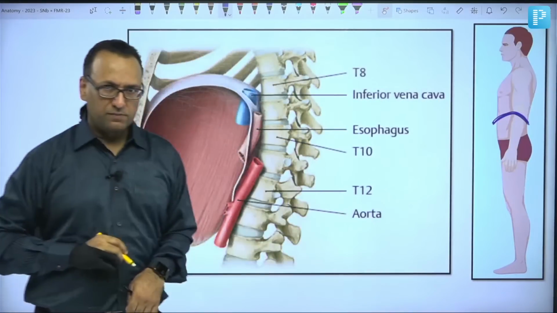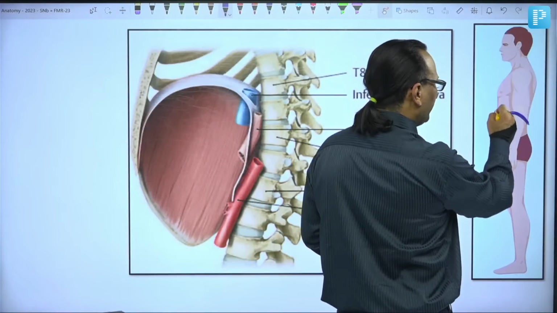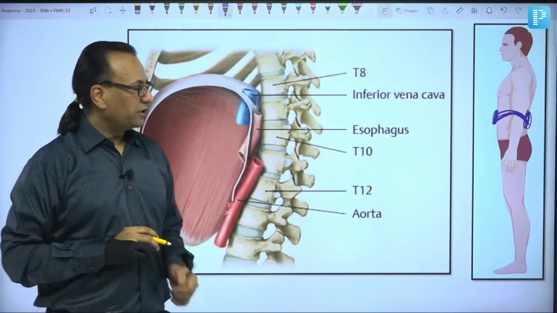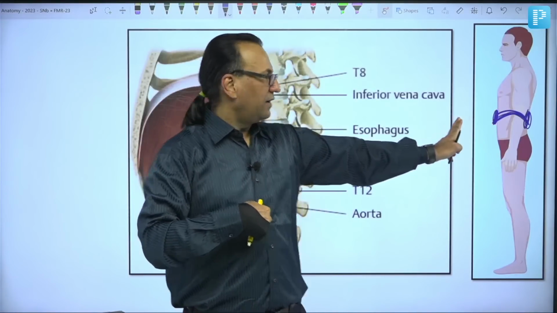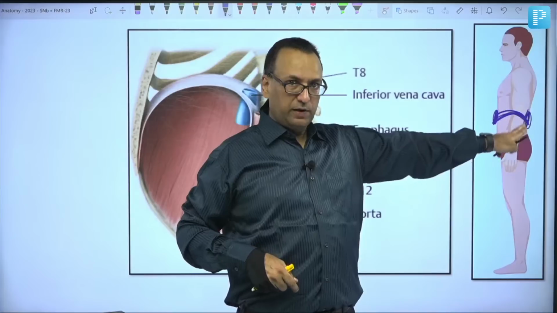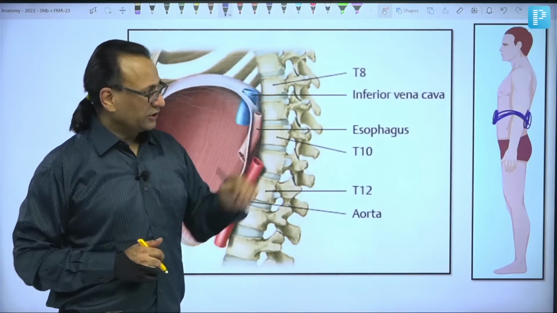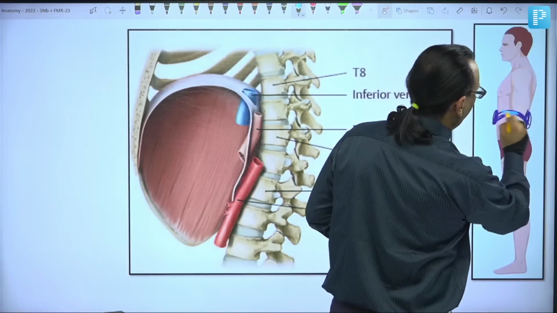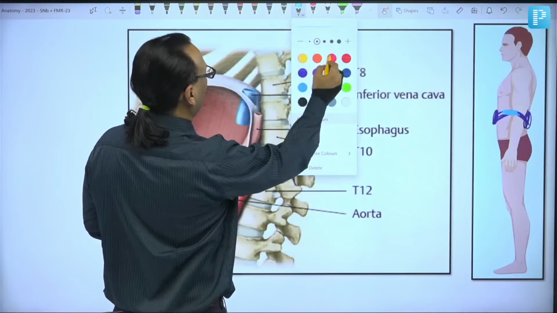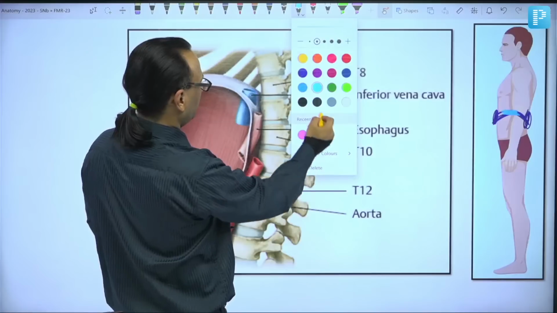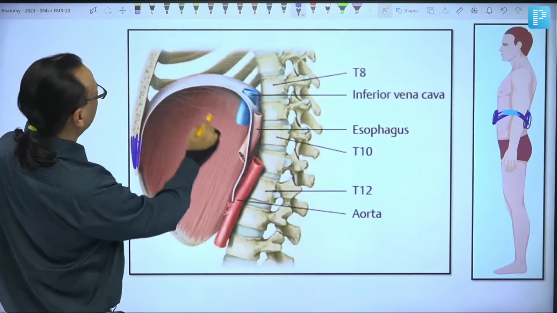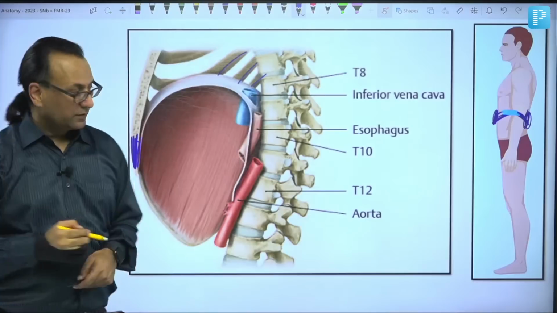Diaphragm is a skeletal muscle, and it takes origin from sternum bone, ribs, and vertebra. So, diaphragm is a skeletal muscle taking origin from xiphisternum and lower 6 ribs and lumbar vertebra. And what is the insertion? Insertion is into central tendon. I'll show it here. The origin is xiphisternum and the lower 6 ribs and the lumbar vertebra.